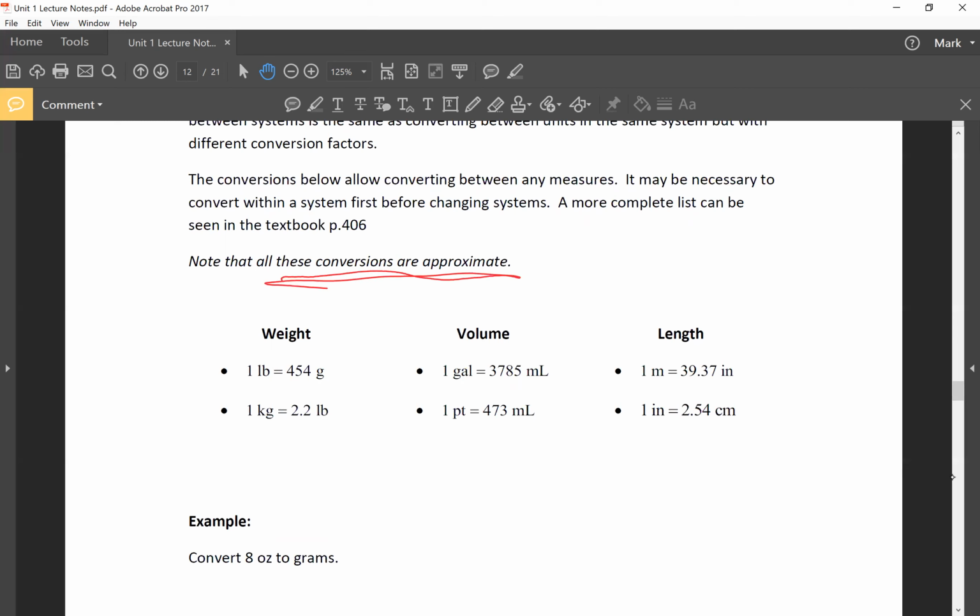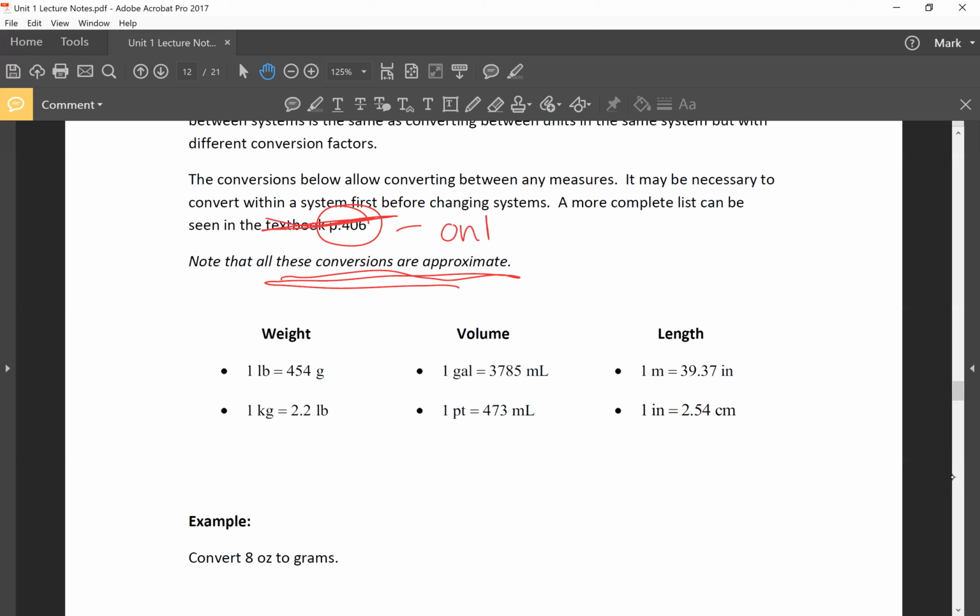All of these conversions are approximate. Metric conversions are exact. Going from metric to imperial is approximate. They've all been rounded. You can see more of these in your textbook. Well, you guys don't buy a textbook anymore. You can see a more complete list online. If you want to look at more of this, just Google metric to imperial. We used to use a textbook years ago, but I don't think we use one anymore.